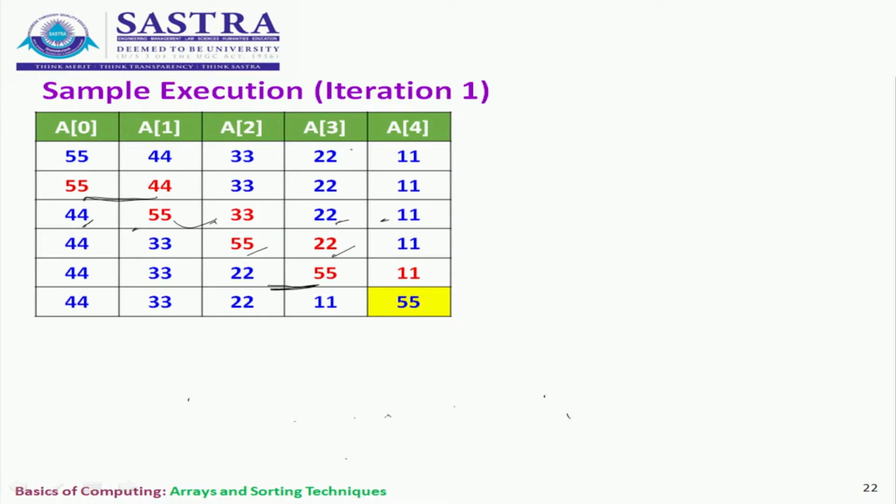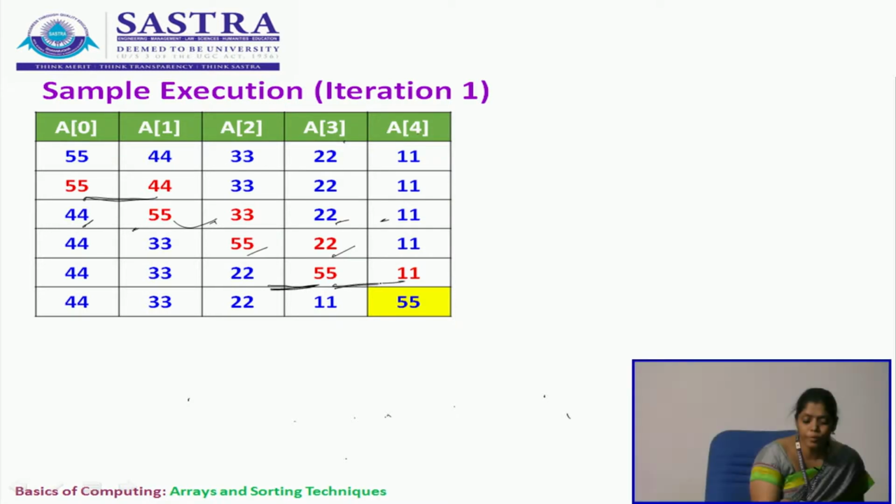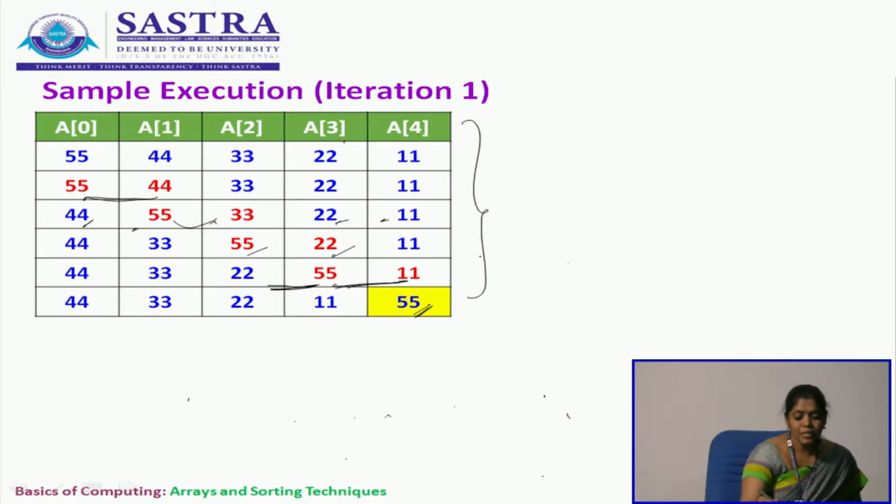And in the next iteration, 3 and 4, these two are to be compared. Once again we conclude 55 is greater, which requires a swap. So 55 will be stored in the A[4] position. So the entire process is iteration 1. In this iteration, we have made 1, 2, 3 and 4 comparisons. That means the number of elements is 5, that is n is equal to 5, and n minus 1 comparisons we made.